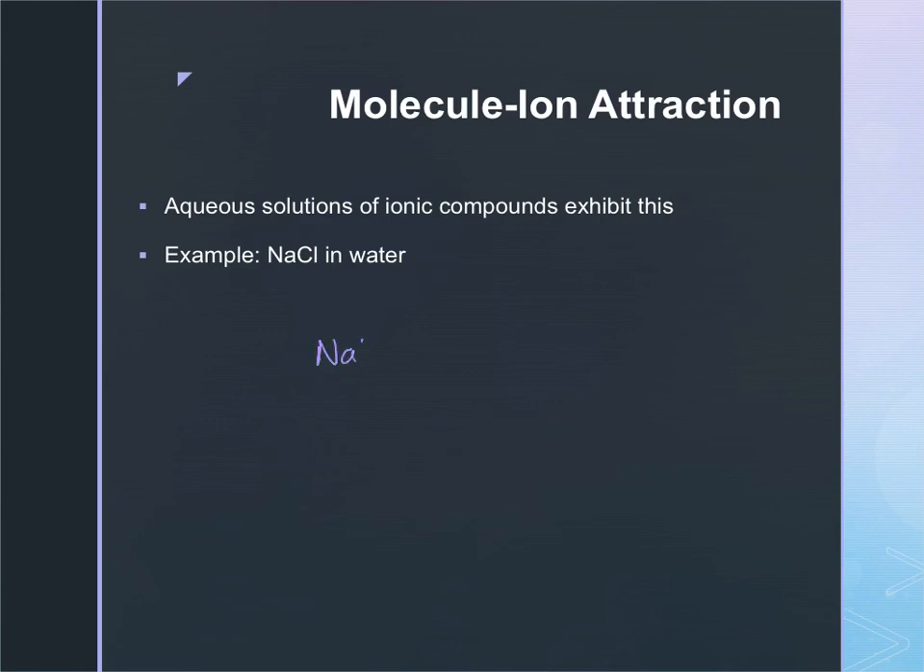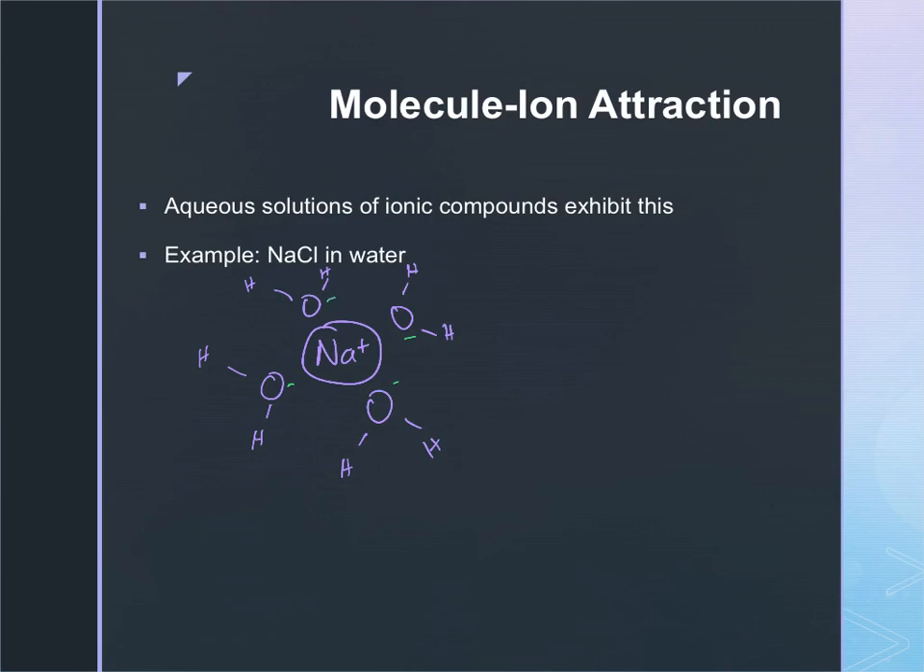So Na plus, it's a positive ion. Okay, let me draw this differently. It's going to have the oxygens of H2O turn themselves towards it. So these water molecules are just flowing about, but the moment they come in contact with Na plus ion, they're going to position themselves closer to the Na plus ion. And it's because of these partial negative charges.